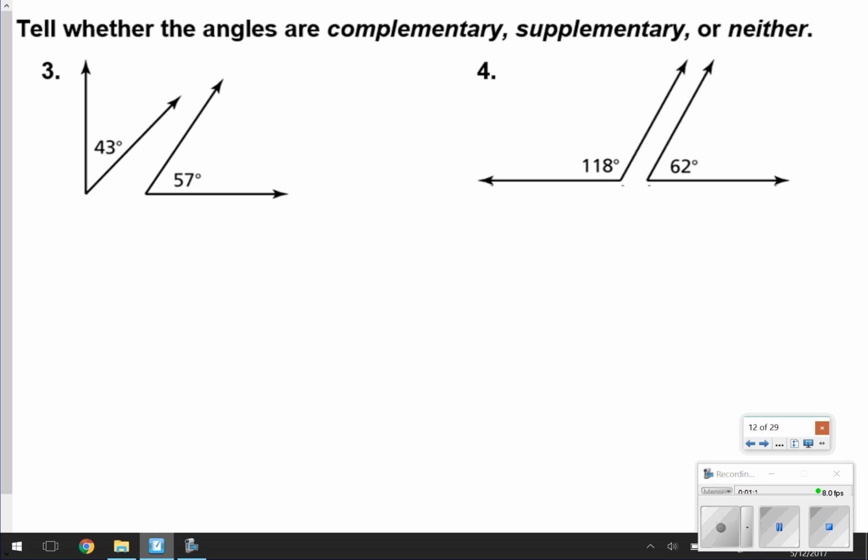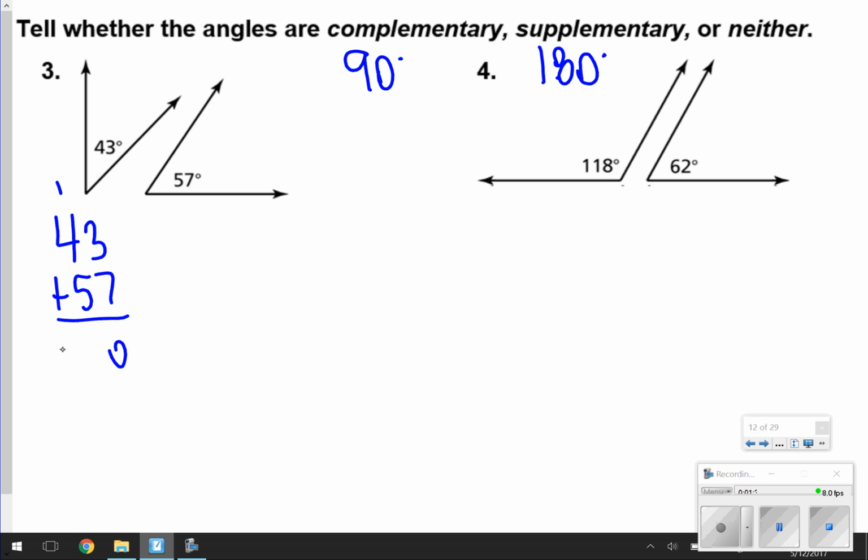Number 3 says tell whether the angles are complementary, supplementary, or neither. Remember, complementary is 90 degrees, supplementary is 180 degrees. If they're not 90 or 180, then you would just consider them neither. All we have to do for both of these is add. 43 plus 57 is going to be 100. So this one for number 3 is going to be considered neither.